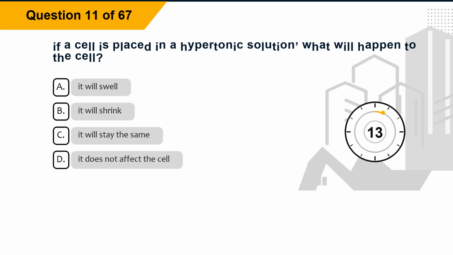Question 11. If a cell is placed in a hypertonic solution, what will happen to the cell? Option A, it will swell. Option B, it will shrink. Option C, it will stay the same.